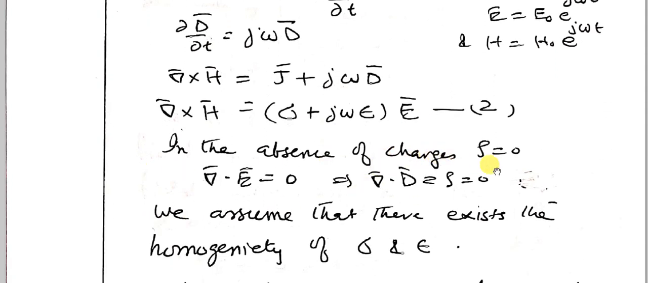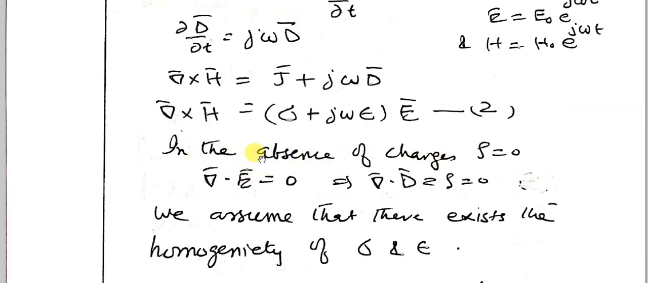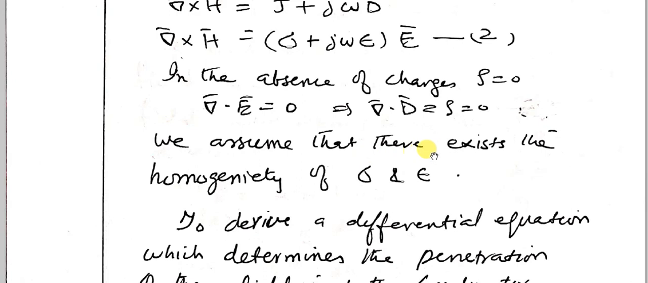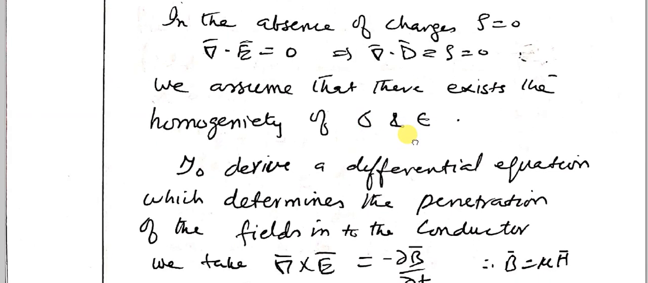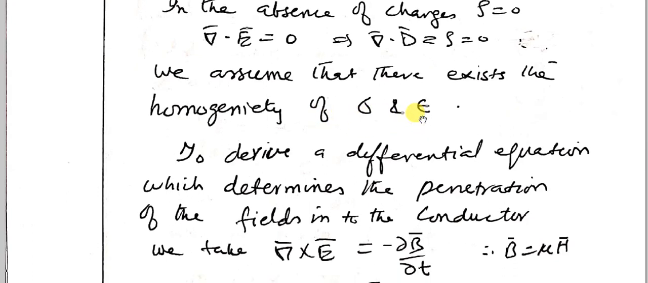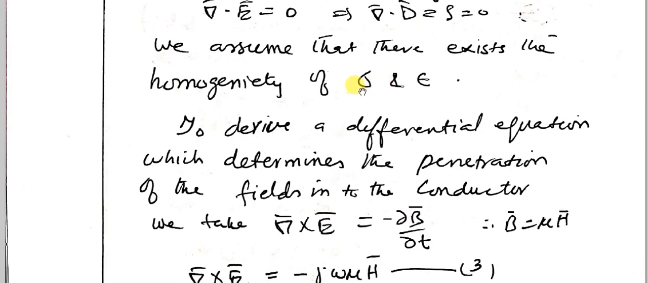Now in the absence of charges, rho is equal to 0, so the divergence of E is equal to 0. We are talking about the propagation of the electromagnetic wave in free space first, and when they hit a conductor, you will see how it takes place. If the Gaussian surface you take does not contain any source charge, the charge density is 0, then the divergence of E will be equal to 0. We assume that sigma and epsilon are homogeneous, linear and isotropic. The medium is uniform in its response, whether electrical response, chemical response, or any property such as the density of the material.